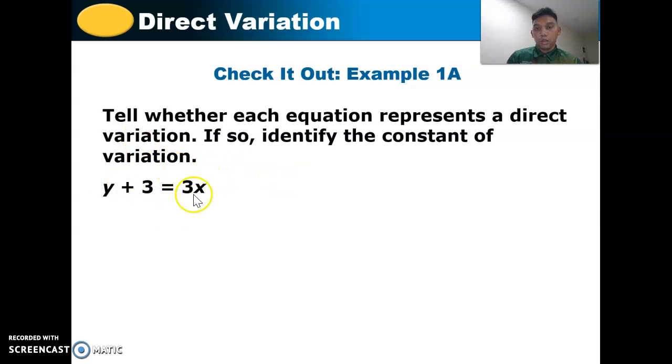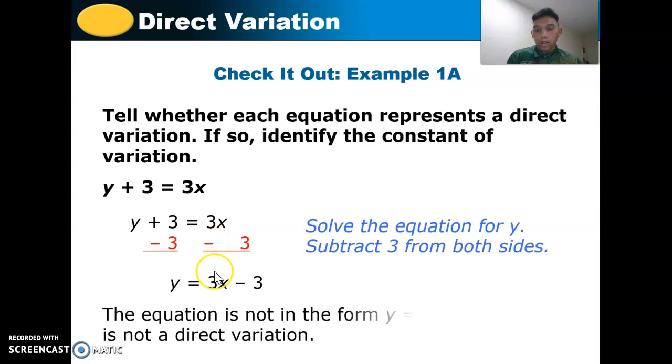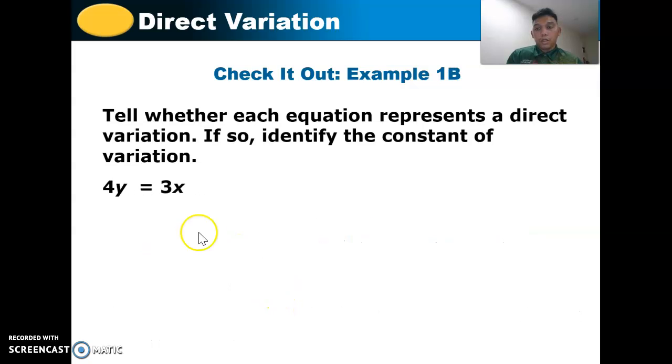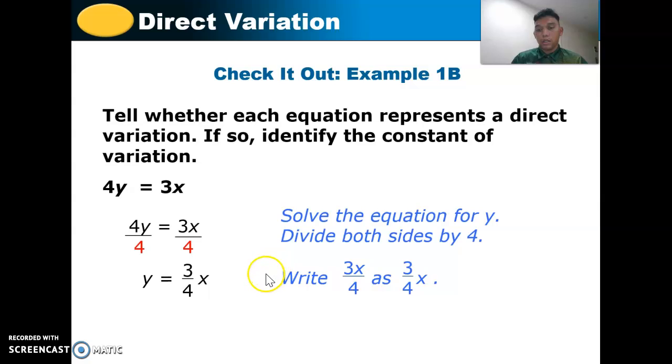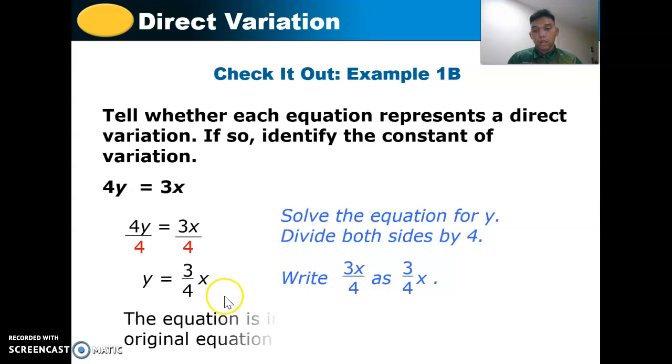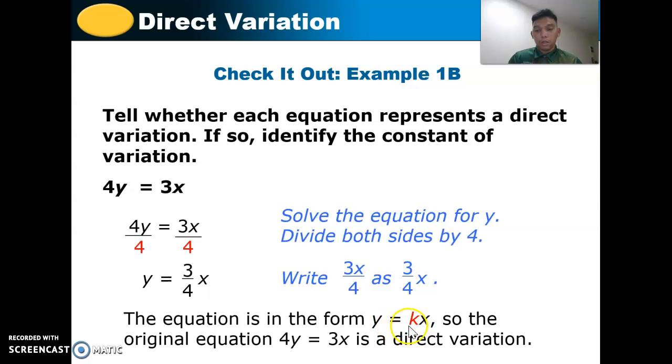Next, we can already tell that this is not a direct variation, for the reason that y plus 3 is equal to 3x, and it's not in this form. It's not a direct variation. This one, it is a direct variation. You just have to divide by 4 on both sides, and the constant of variation is 3/4. So this is a direct variation because it can be written in the form y equal to kx.